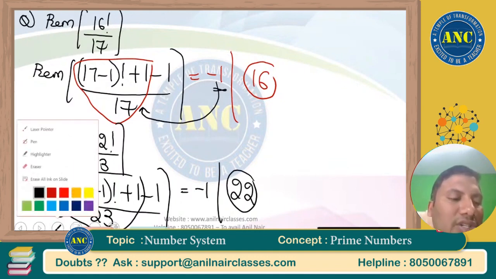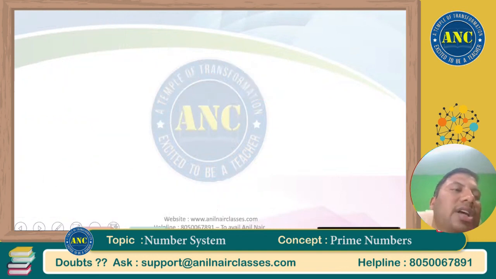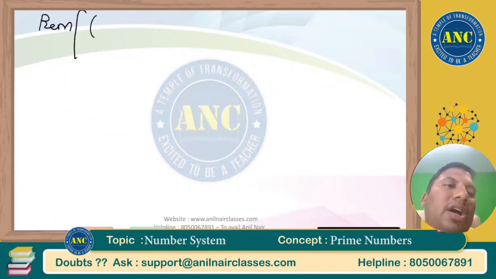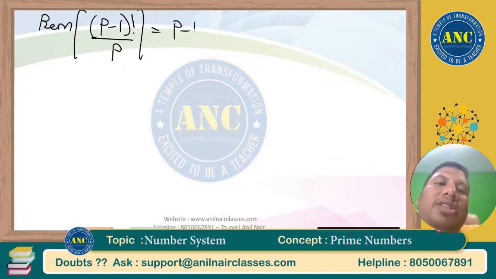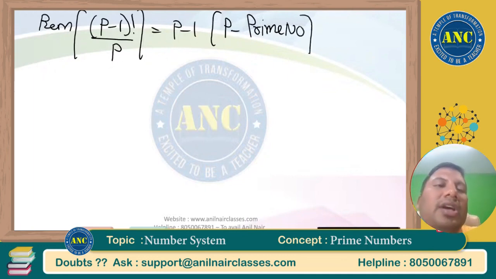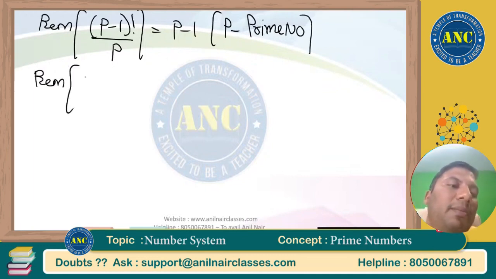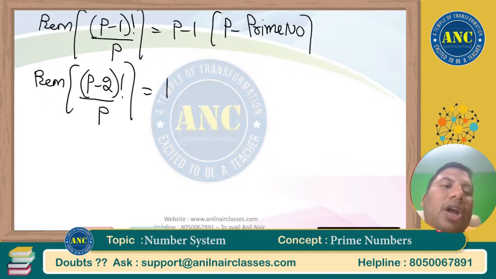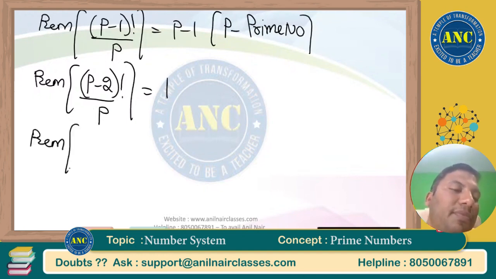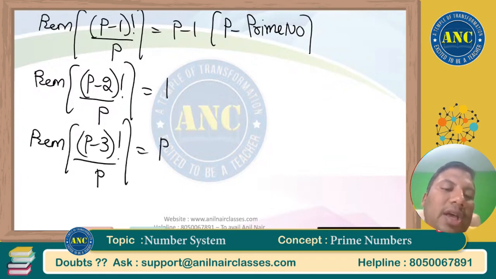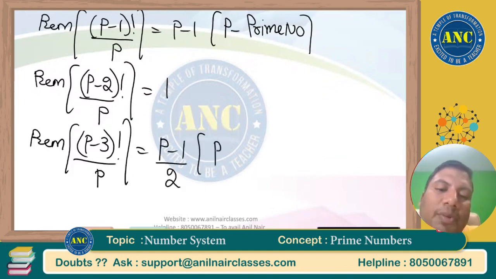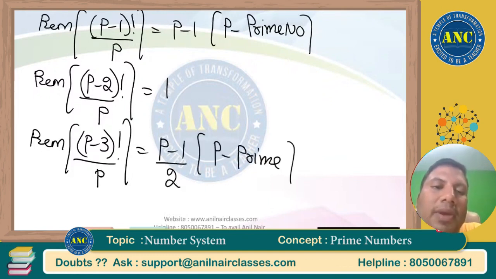Some conclusions are also given by Wilson's theorem. We will write those conclusions. In case you forget them, we will discuss the step-by-step approach. What are the conclusions? (P minus 1) factorial divided by P is always P minus 1 when P is a prime number. (P minus 2) factorial divided by P is always 1. (P minus 3) factorial divided by P is always (P minus 1) by 2, where P is a prime number.